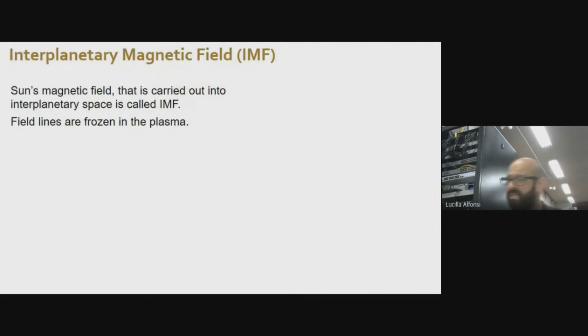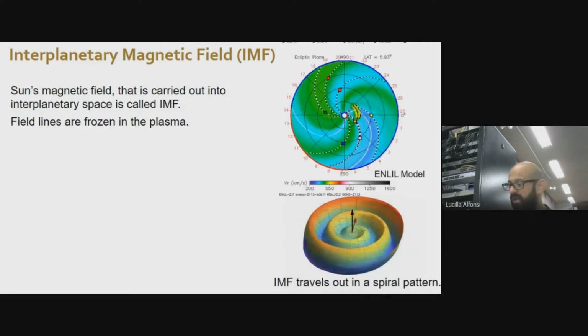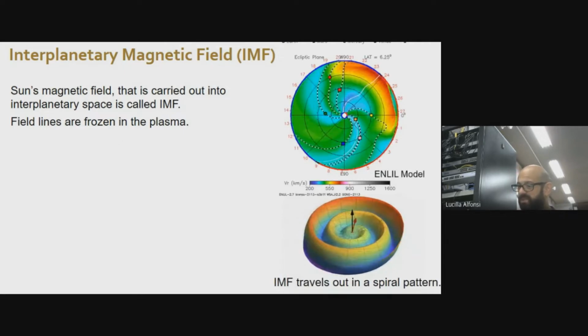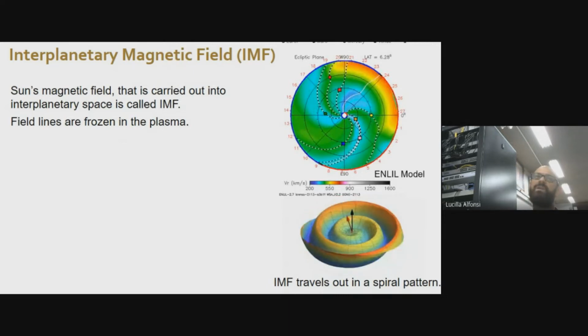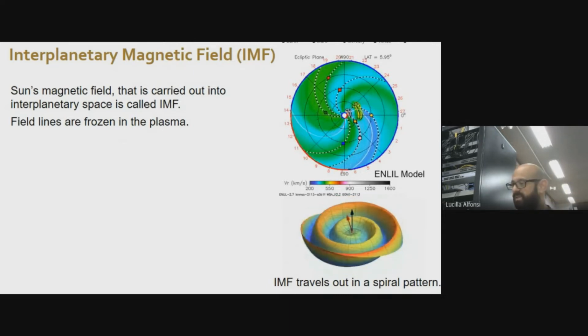The interplanetary magnetic field is the one frozen into the solar wind. So it's the Sun's magnetic field that is transported through interplanetary space by the solar wind. And as we know, the interplanetary magnetic field travels like a spiral. So the ballerina skirt, maybe you remember that.